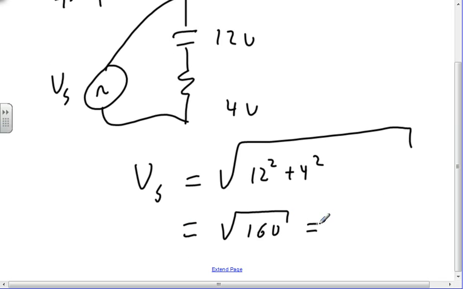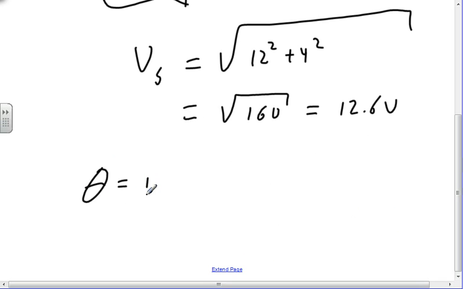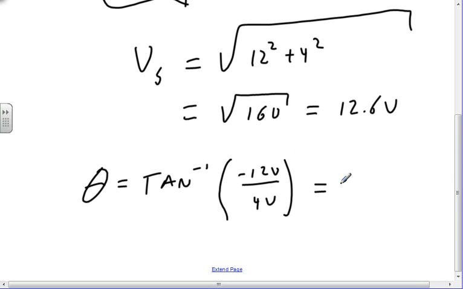160, which is, oh, it's not even 13. Yeah, 12.6. 12.6 volts. We want the phase angle. It's going to be the arctangent of the capacitive guy on top, minus 12, divided by 4. That looks like a 3, doesn't it? Okay, so 3 with a minus sign, second function, arctangent, minus 71.56. We'll call it minus 72 degrees.